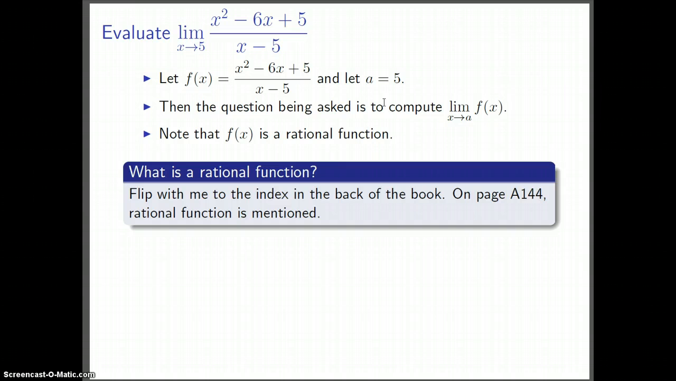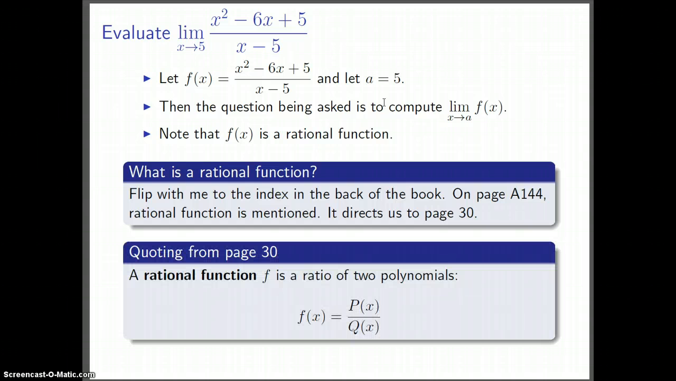It's up at the top. It's the fourth entry on that page. And there it directs us to page 30 among several other pages. But let's go to that first one right there. So we'll head over to page 30, and on page 30, there's the definition. Right in the middle of the page, it says that a rational function is a ratio of two polynomials.